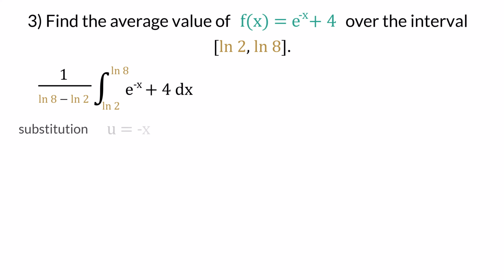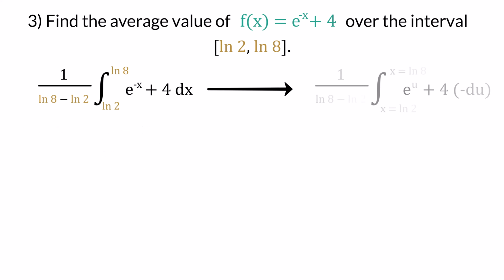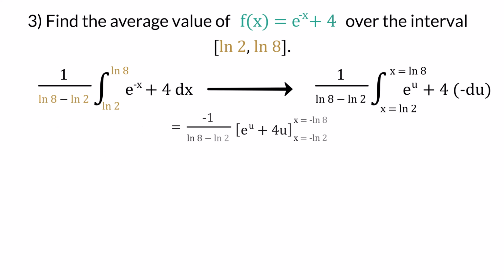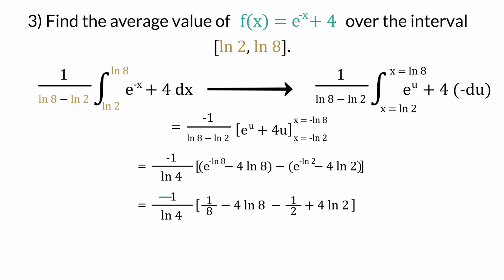Let's say that u equals negative x. Then du will equal negative dx. We're now going to integrate e to the u plus 4 with respect to u, which we will get e to the u plus 4. Using our fundamental theorem of calculus, our integral simplifies to 3/8 plus 4 times the natural log of 8 minus the natural log of 2. Remember to use our log properties. We will simplify this to 3/8 plus 4 times the natural log of 4.